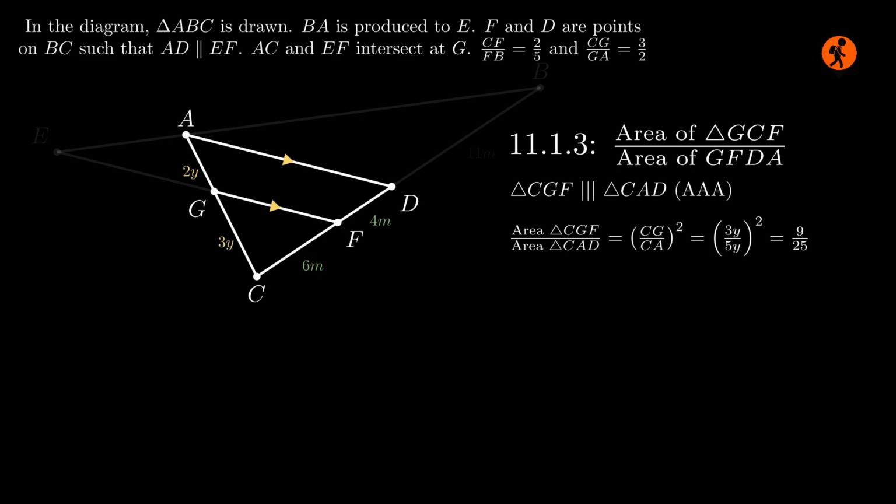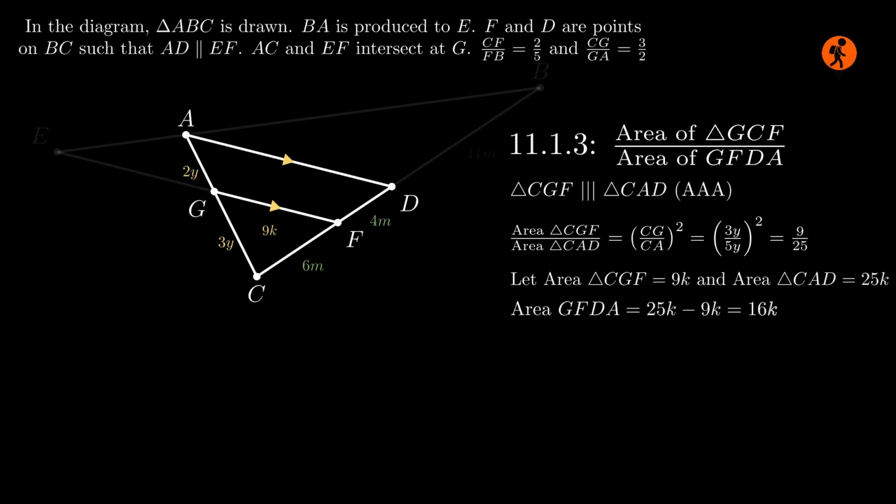If the area of the small triangle is 9k, the area of the large triangle is 25k. Subtracting the small triangle leaves 16k for the quadrilateral. Therefore, the final ratio is 9 over 16.